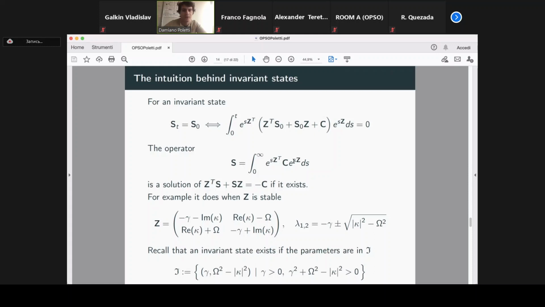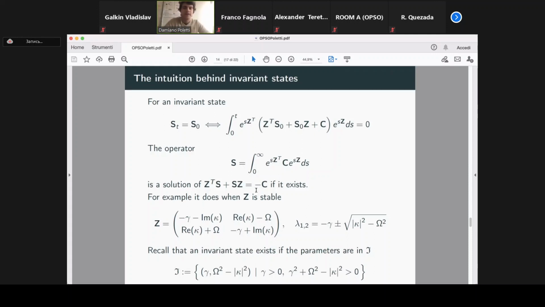But anyway, one could look at this operator and observe that it is a solution of this equation, and that it nullifies the operator in the brackets of the integral, of course, if it exists. So if it exists, this operator solves the equation above, and so it should be the covariance operator of an invariant Gaussian state. And this operator exists, for example, when Z is stable.